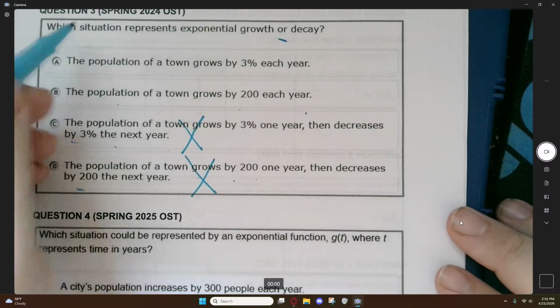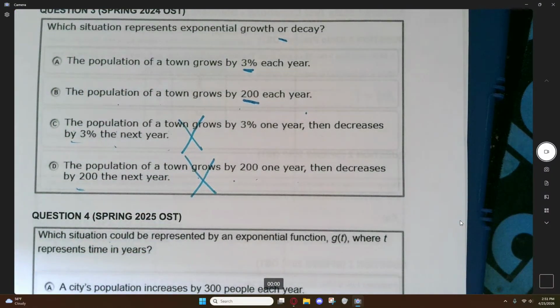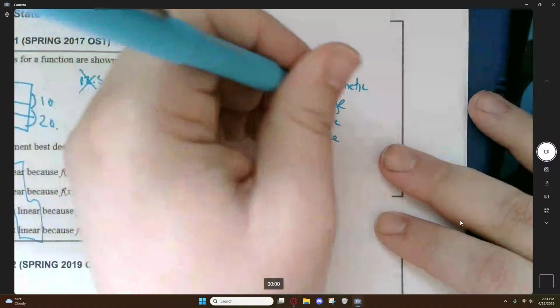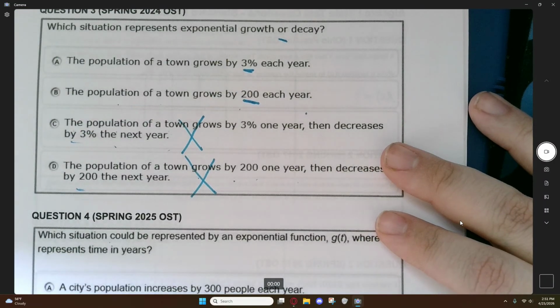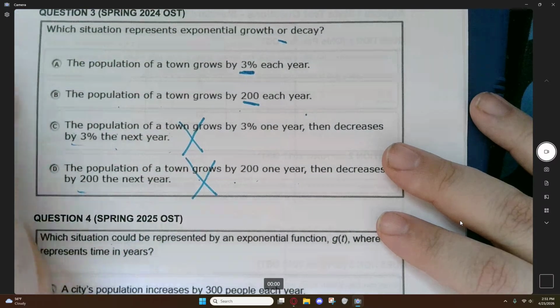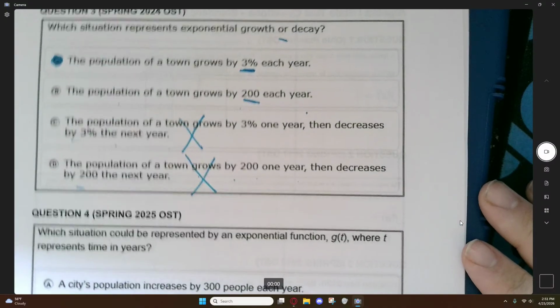So it comes down to, is it 3% or 200? And I said in the previous question that when you think of linear versus exponential, exponential represents percentages. So if this is exponential growth or decay, you're looking for the one that has a percentage. So it would be A.